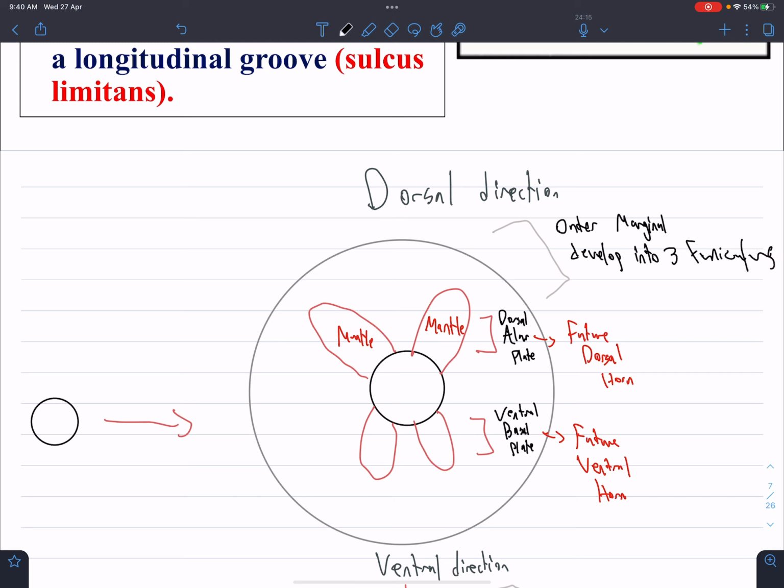So that's what this outer marginal layer is going to develop into: ascending and descending fibers that give you the white matter of the spinal cord. All right? Perfect. Okay, I want you to keep something in mind.